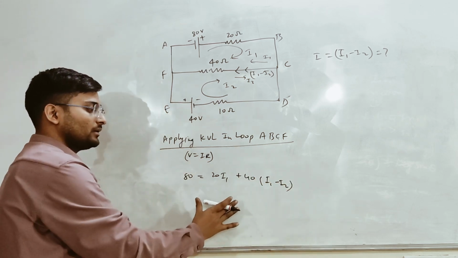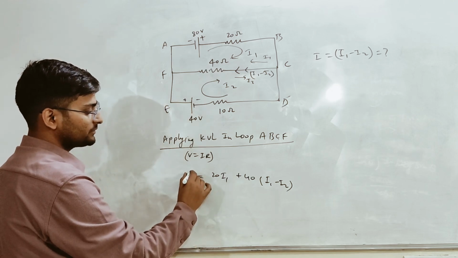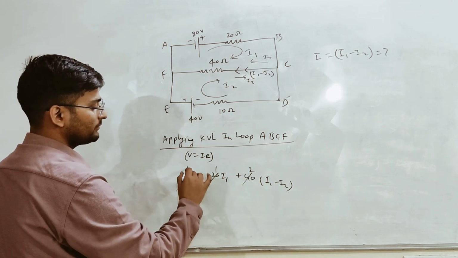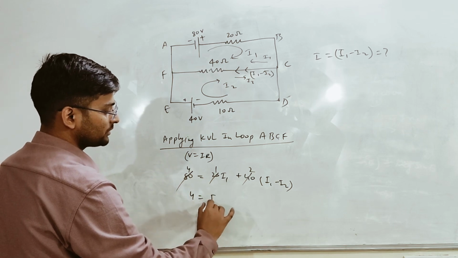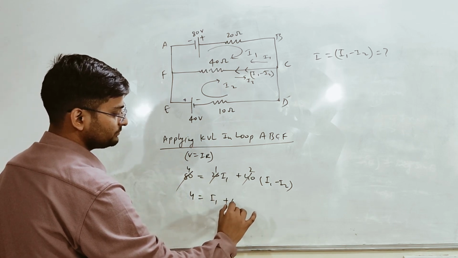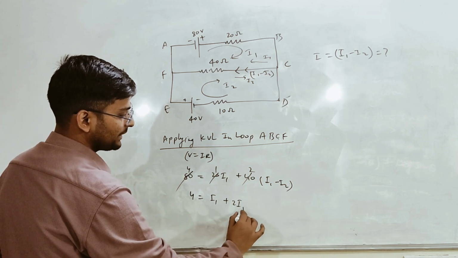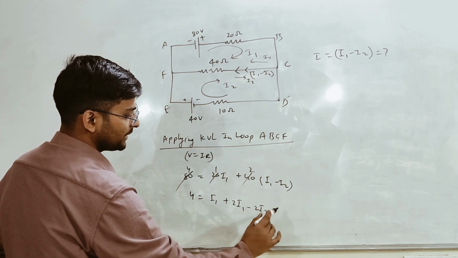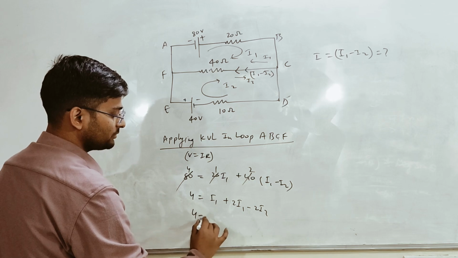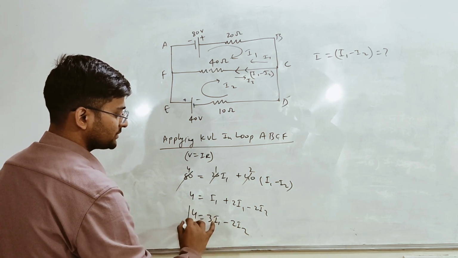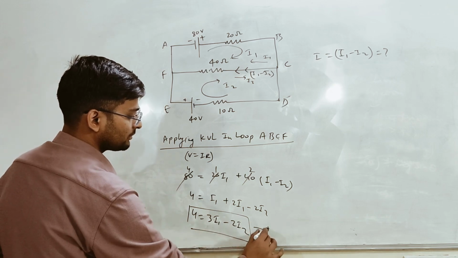Now, when we simplify this equation, what happens? We cut this with 40, then 2 here, 1 here, and 4 here. So 4 is equal to I1 plus 2I1 minus 2I2. We solve this, then 4 is equal to 3I1 minus 2I2. This is our equation 1.